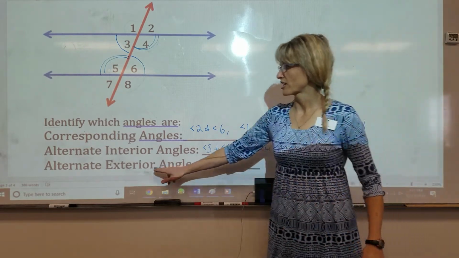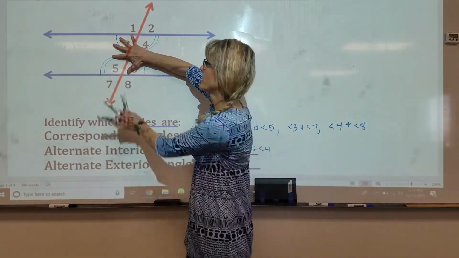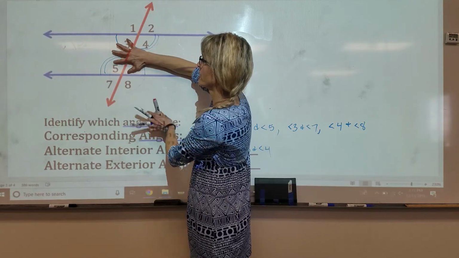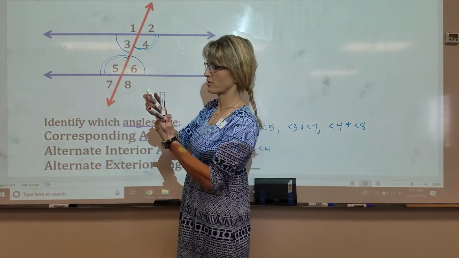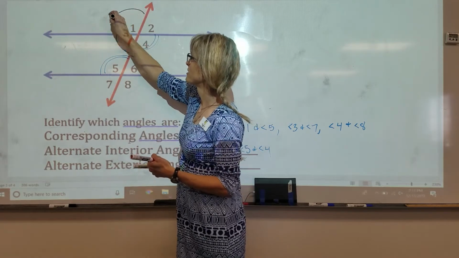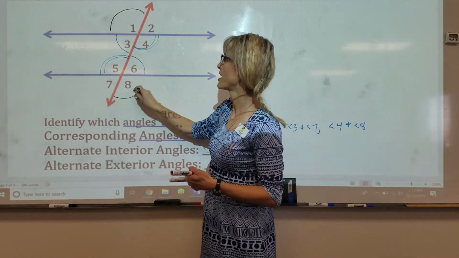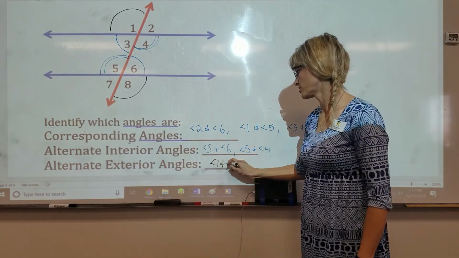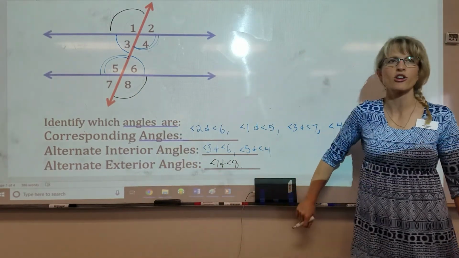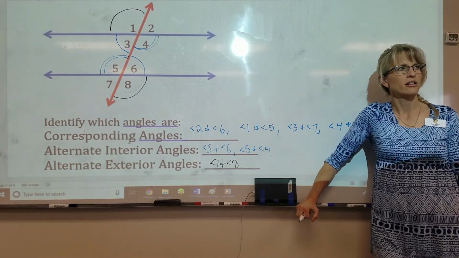So then now let's talk exterior. We said interior, exterior, interior, exterior. Same principle with alternate. Let's do black. Alternate would be left side, right side. 1 and 8 are alternate exterior angles. What's my other alternate exterior pair? Samantha.